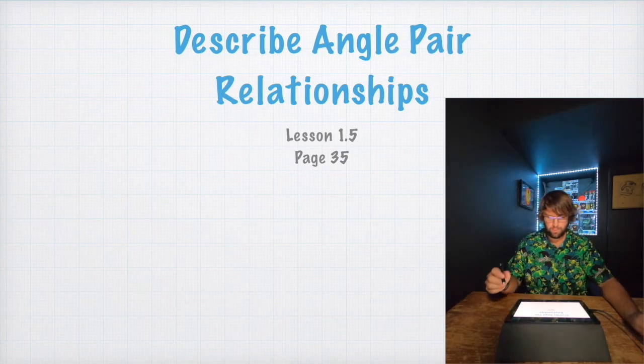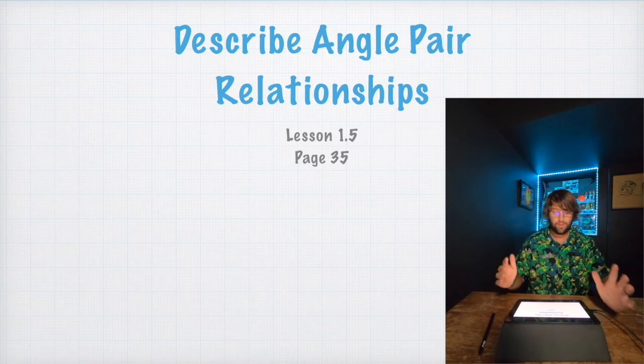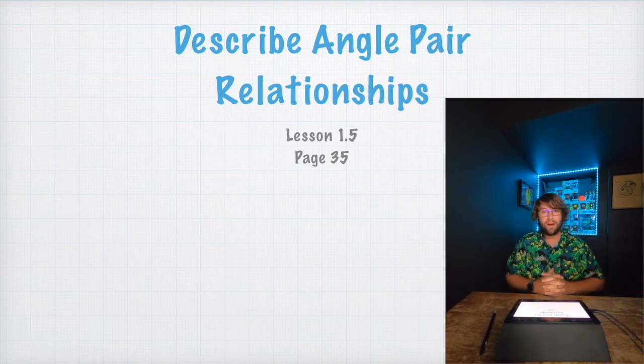Today's going to be lesson 1.5. This is page 35 if you're working on the same textbook as me. And we're going to learn how to describe angle pair relationships.